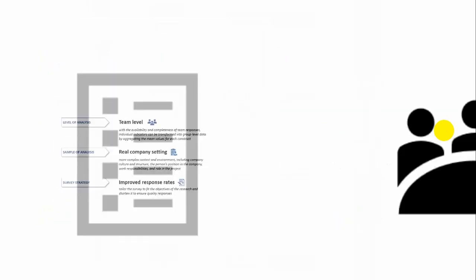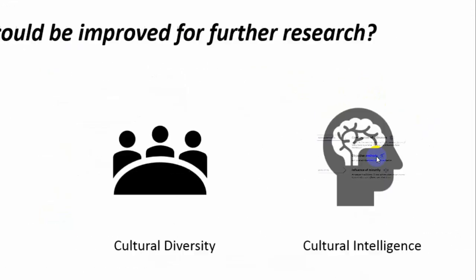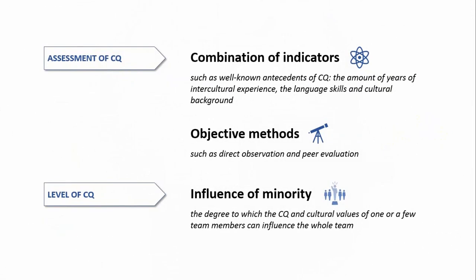And lastly, our suggestion relates to the cultural intelligence and first of all to the assessment of CQ construct. We believe that beside the well-known CQ scale, some antecedents of CQ, such as the amount of years of intercultural experience, their language skill, cultural background, or others can be used. And at the same time, more objective methods, such as direct observation and peer evaluation, can be used to assess cultural intelligence construct during data collection.